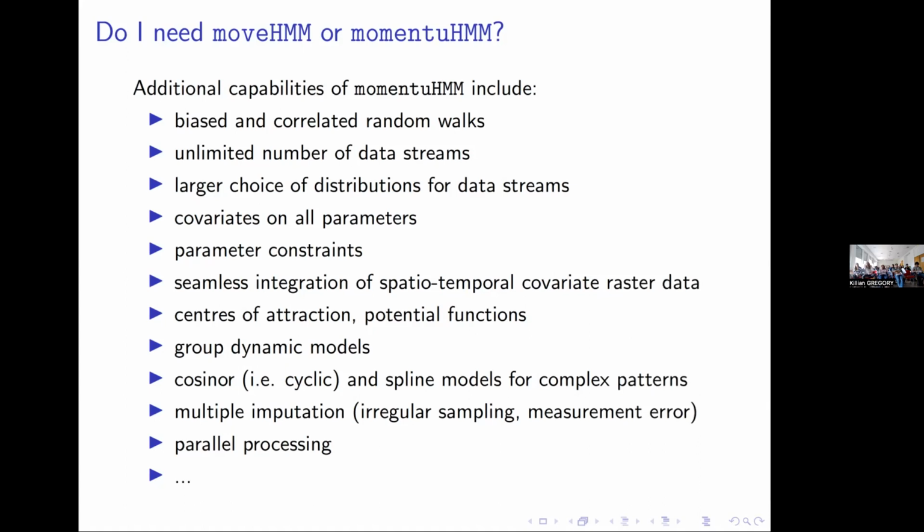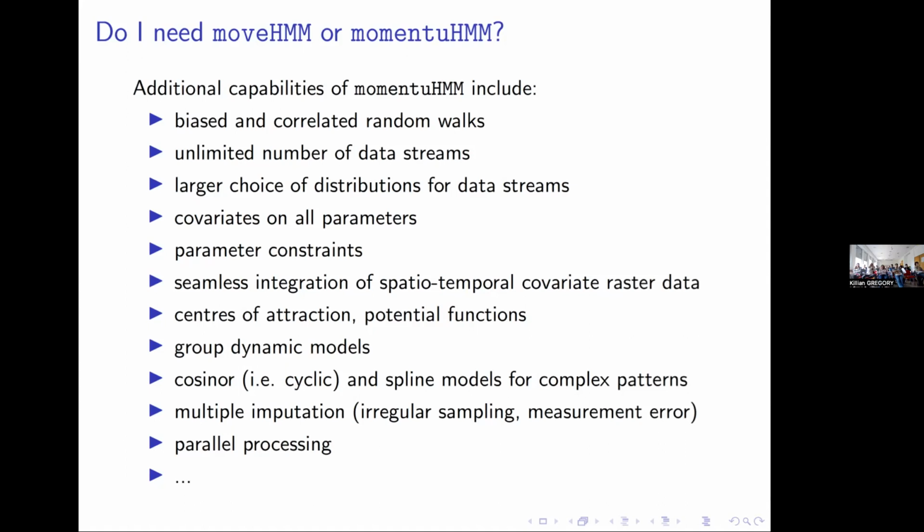You can also constrain your parameters however you like. And you can incorporate covariate raster data pretty seamlessly. You can take the location at any time, pluck out your spatial covariate, and then use that either as a covariate in your state transitions or also on your movement properties as well. It allows for centers of attraction and potential functions, which is what I talked about on Tuesday, if anybody was there. You can incorporate those, and you can also do group dynamic movement models. That's where animals move together. You can do those in momentuHMM.